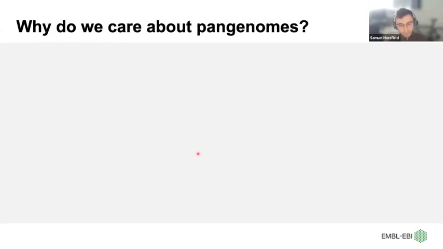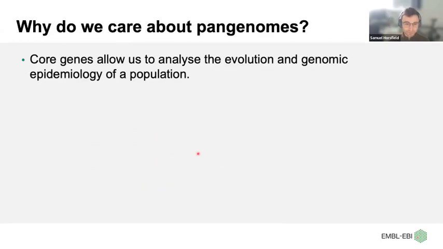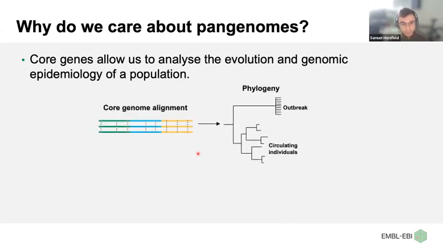But why do we care about this? Why do we care about pangenomes? So particularly in bacterial analysis, core genes allow us to analyze the evolution and genomic epidemiology of a population. So by taking core genes and aligning them and comparing them and seeing what differences are found between these different genomes, we can then construct phylogenetic trees, look for potential outbreaks, so disease-causing members of a bacterial species, differentiating them from other circulating individuals that might not be causing disease but are just present and carried in the population.